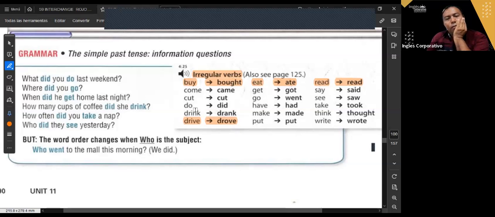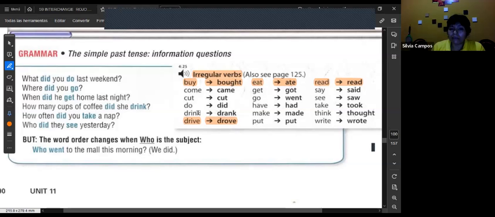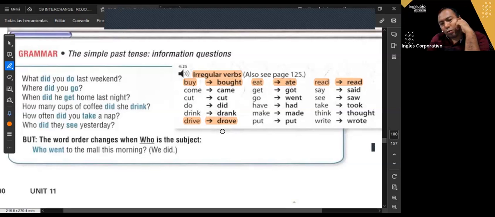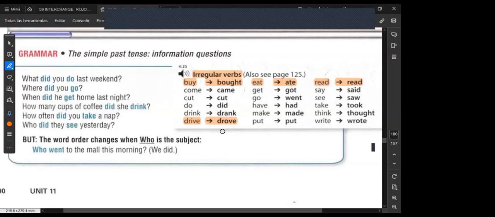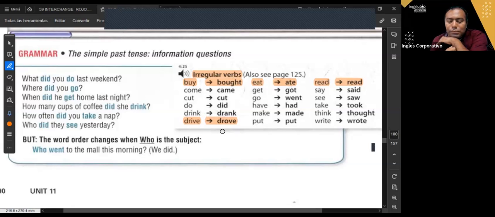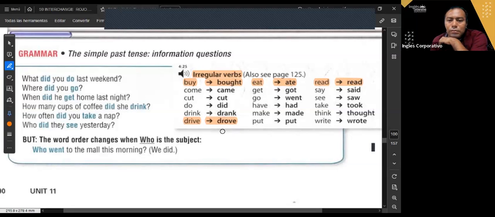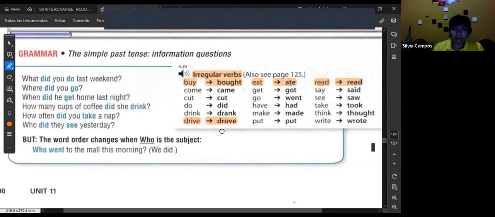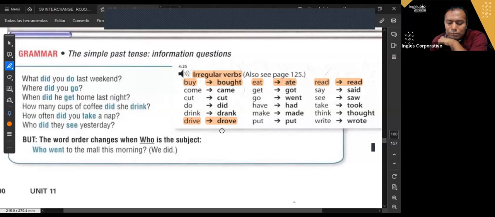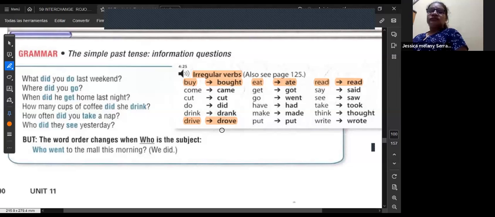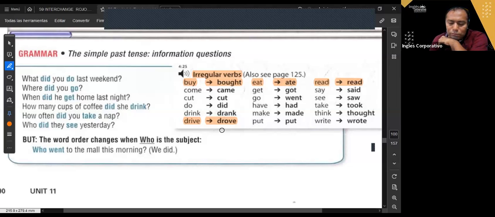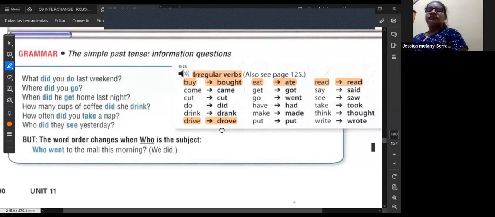Do, did. Drink, drank. Drive, drove. Okay, eat, ate. Get, got. Okay, go, went. Have, had. Make, made. Put, put. Okay, read, read. Bring. Okay, very good.